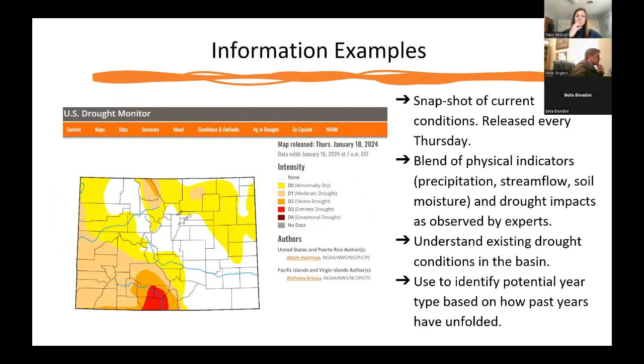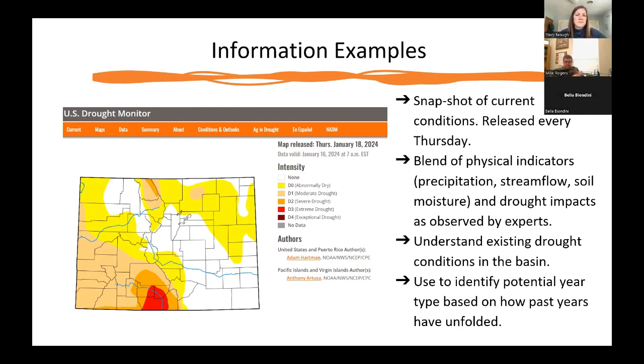Okay, so I'm calling the U.S. Drought Monitor one of our information examples. The U.S. Drought Monitor is really that snapshot of current conditions. So this can really ground us in what's going on in the basin right now. They publish these lovely maps, and I've got the state of Colorado highlighted here. Actually, this is the map that they published last week. These come out every Thursday, so the most recent map that we've got is from January 18th.